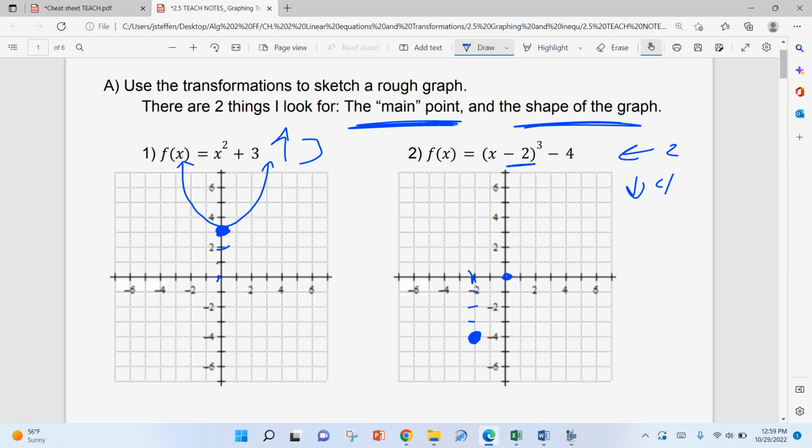And then we have to look, what is the parent function for this one? Well, the last one was pretty easy. It was x squared. This one, there's nothing with the x. We have to realize that it's got that exponent of 3, so it's cubed. So it's that squiggly shape. Again, just kind of do your best at what that looks like. It doesn't have to be perfect, as long as you have the generic shape correct.